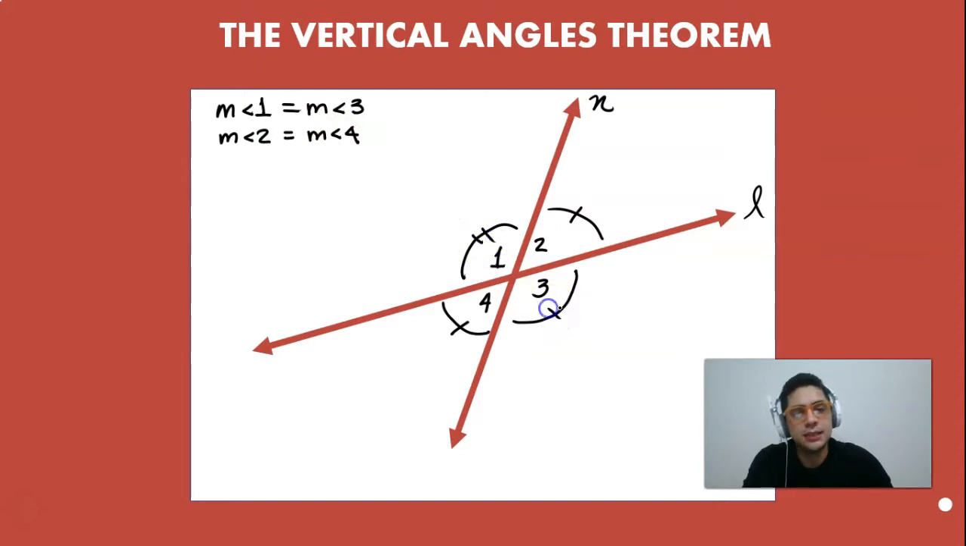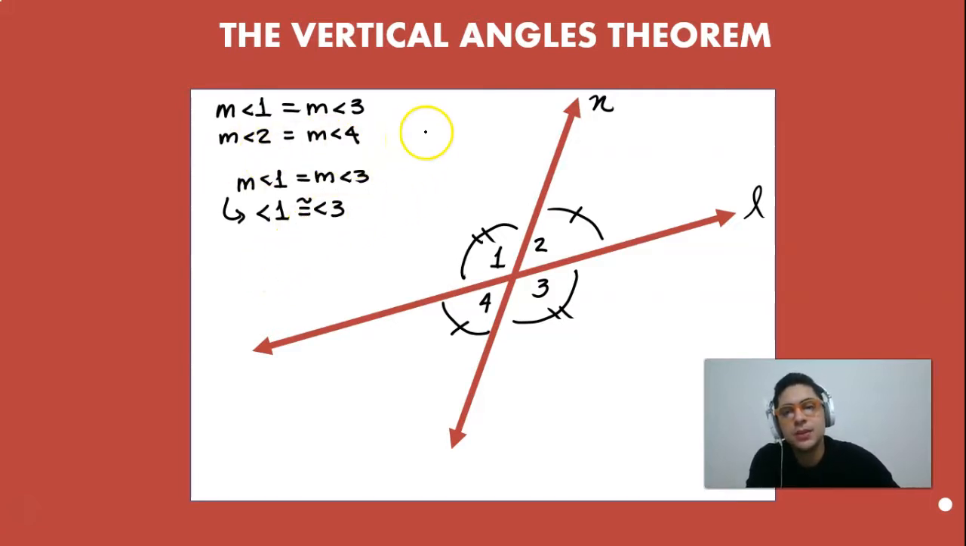Now, guys, let me add these tick marks right here. With this information, what we can conclude is that because their measurements are the same, I can say that they are congruent. So the measurement of angle 1 being equal to the measurement of angle 3, I can conclude that angle 1 is congruent to angle 3 because they are vertical angles. In the same way, because the measurement of angle 2 and the measurement of angle 4 are equal, I can say that angle 2 is also congruent to angle 4, right?